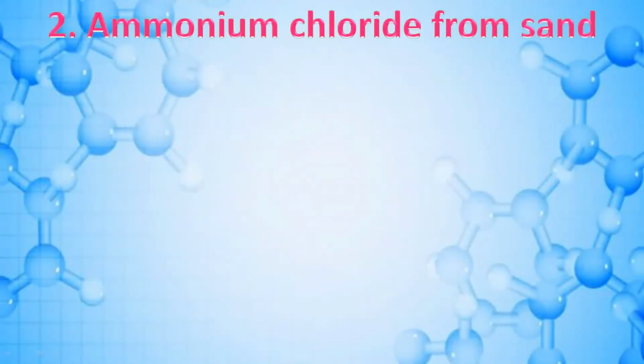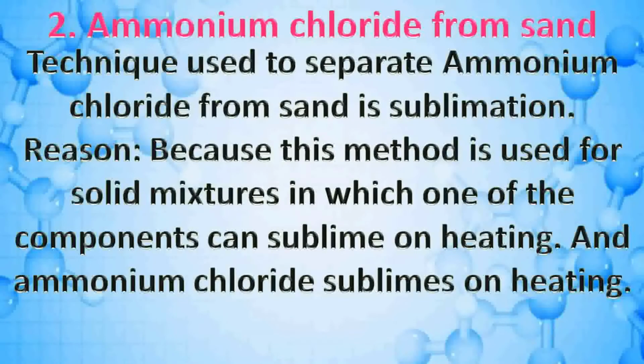Next question. Ammonium chloride from sand. Answer is technique used to separate ammonium chloride from sand is sublimation. Reason: because this method is used for solid mixtures in which one of the components can sublime on heating, and ammonium chloride sublimes on heating.